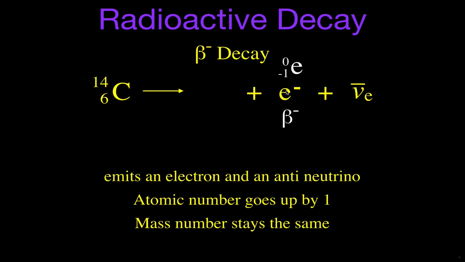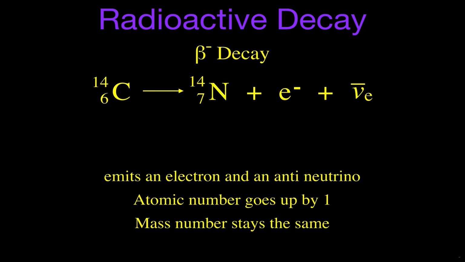So we write down the electron for beta and then the electron anti-neutrino. And we know that the atomic number is going to go up by 1, so we're going to go from 6 to 7. And we know that the mass number is going to stay the same, so we leave it at 14. And then we look up on the periodic table, element number 7 is nitrogen.